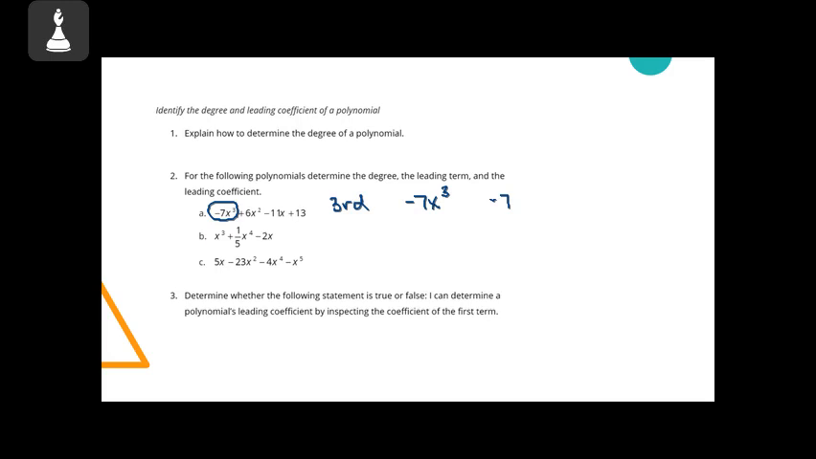We can go to the next one. We have a third power, a fourth power, and a single power. So the fourth power is the highest power. So this is going to be a fourth degree polynomial. The entire leading term is 1/5 x to the fourth, and that leading coefficient is 1/5.